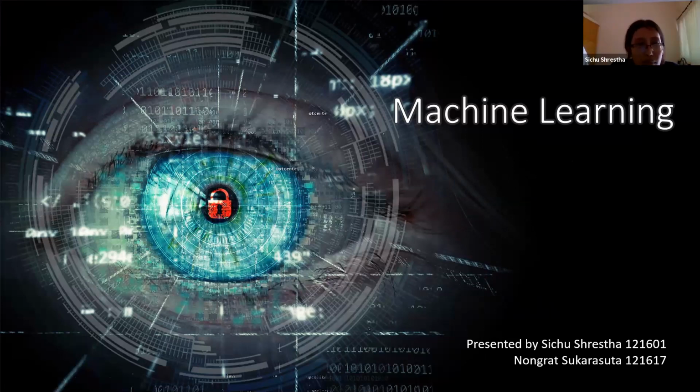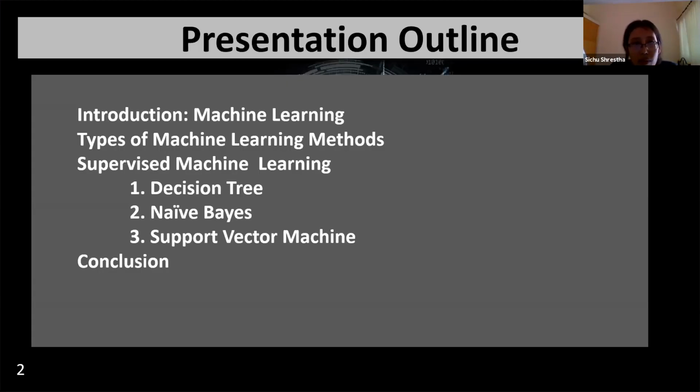Good afternoon, Professor and Teacher Propas and everyone. Today we are going to present about machine learning. Okay, next. This is our presentation outline. First, we introduce about machine learning, types of machine learning methods. Then we describe about supervised learning, a machine learning method. And within supervised machine learning, we explain about decision tree, naive-bayes, support vector machine, and then we conclude.